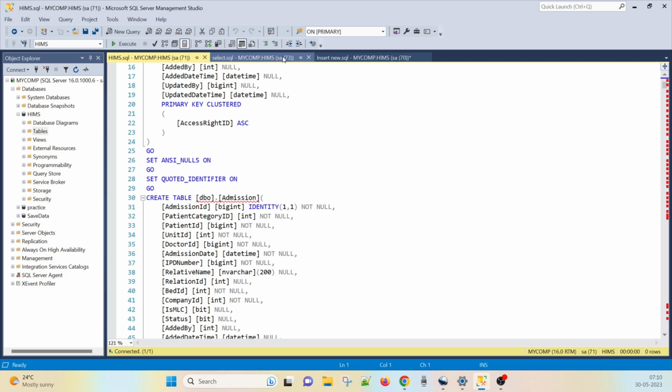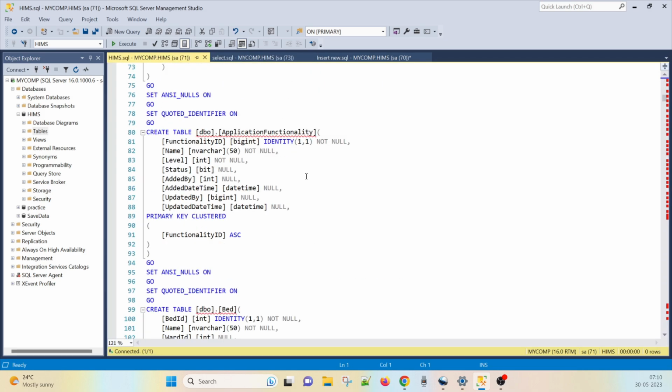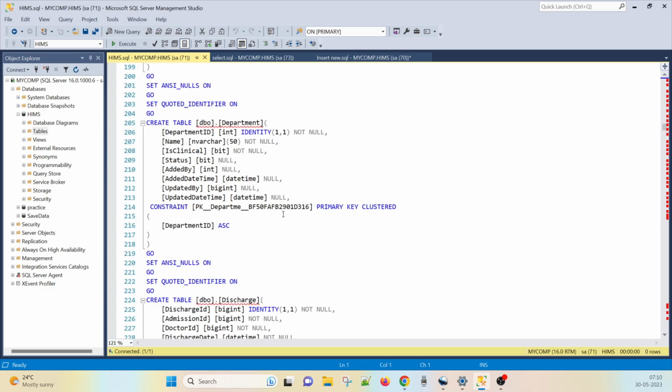Which table? Department, correct? So yes, here is the department. Department ID is the integer column, and I am setting it as an identity column, so no need to provide the value for the department ID. Then we have to provide only name, clinical, added by and updated by, because these are the not null values, correct? So anyhow we have to provide that. Added by means who added that record, updated by means who updated that record. And we are creating a primary key on the department ID column, so those are arranged in sequential order.